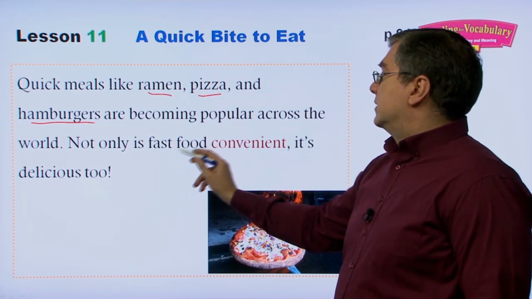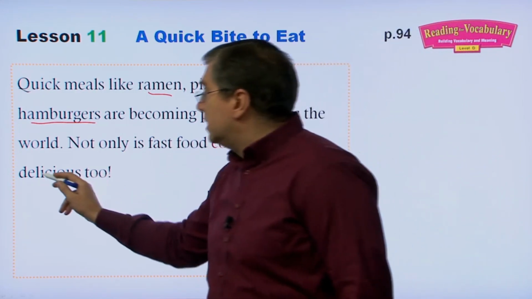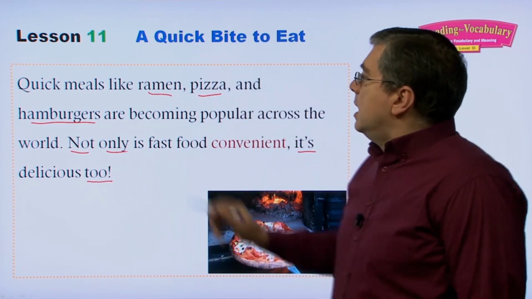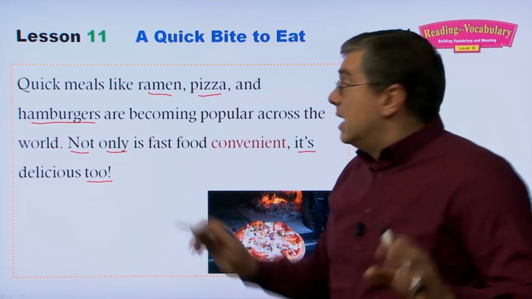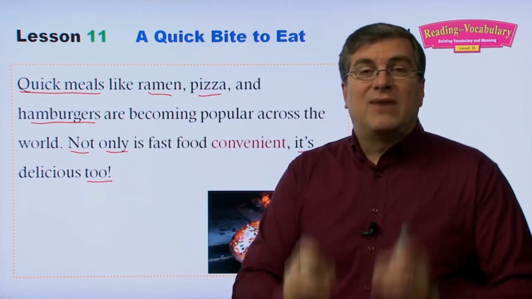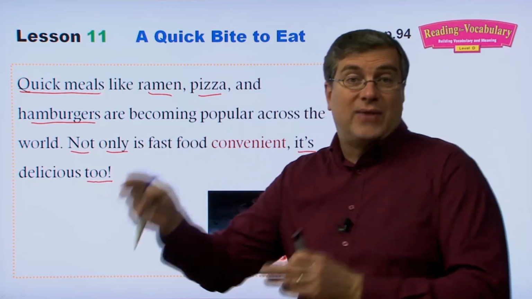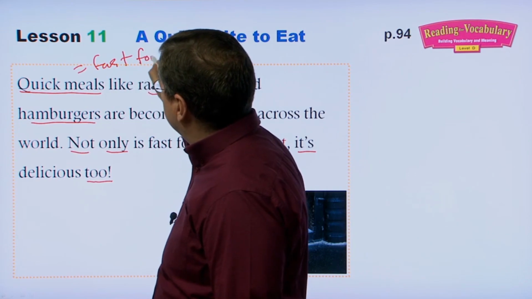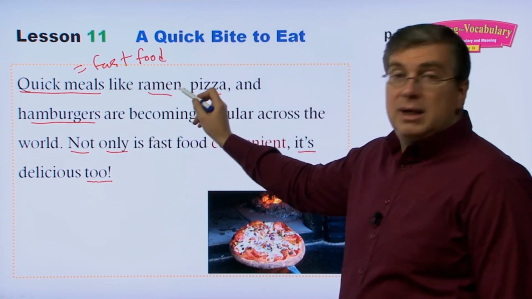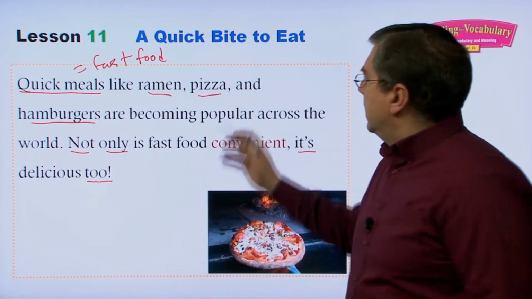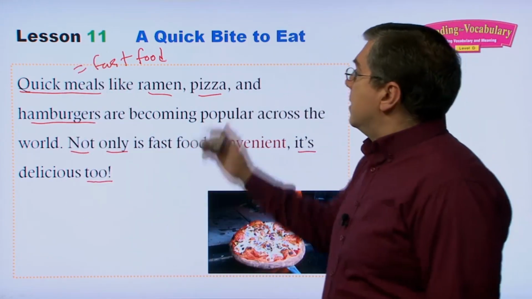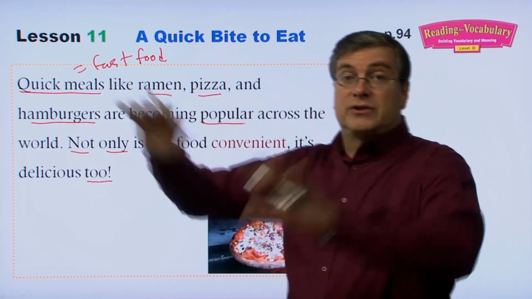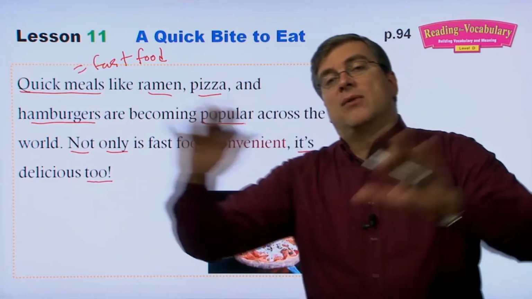Not only is fast food convenient, it's delicious too. Not only, but too in this case. Okay, let's go over this. So we're going to see some examples of fast food. Quick meals is the same as fast food. Quick meals equals fast food, right? So quick meals, fast food, like ramen, you know ramen. Pizza, of course you know pizza. And hamburgers, hamburgers are very popular. These 3 examples of fast food are becoming popular across the world, worldwide, in every part of the world.